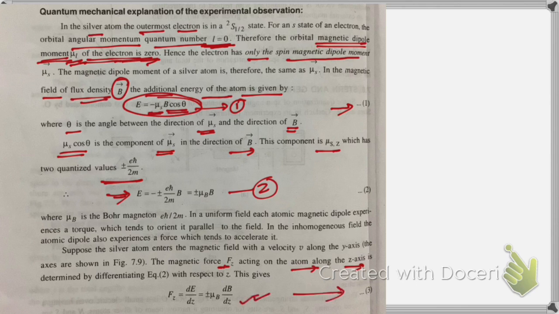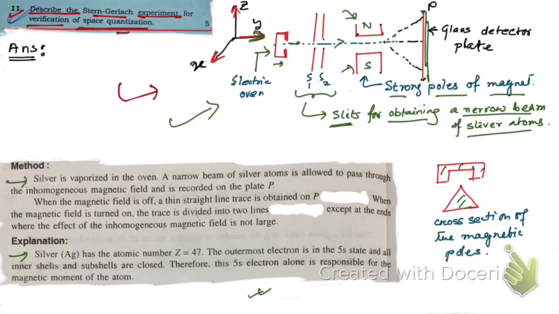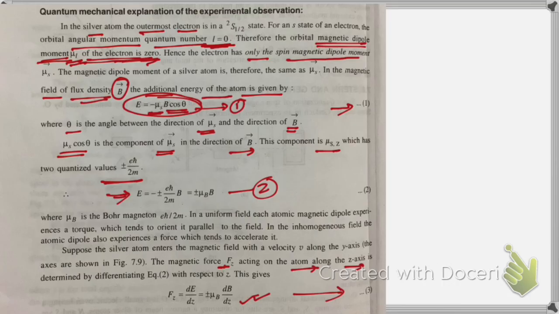Now you see, let's go back to the diagram. So say this is the direction of the y-axis, and the atoms are moving along the y-axis, and Fz is the force acting in this direction, in the z direction, right? So now let's go back to the equation again. So this equation 3 gives the force along the z direction. Now let's go to the next slide.